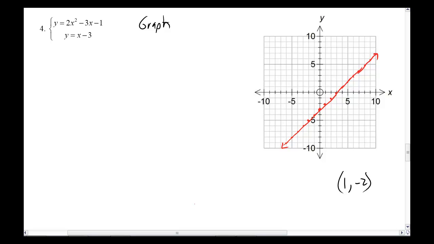So there's my line. Now I'm going to go ahead and do the quadratic. The first thing I'm going to do is to find the axis of symmetry. Axis of symmetry is at x equals negative b over 2a.